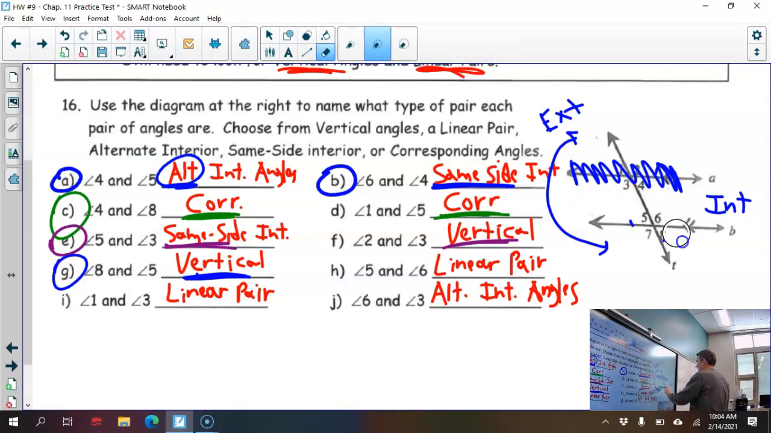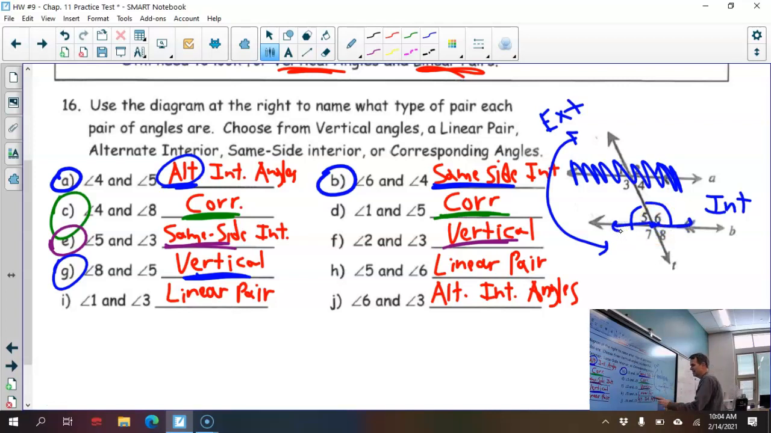That brings us to letter H, which is 5 and 6. All right, so those 2 again are not using the top line. This time, though, they're not on opposite sides. They sit next to each other. So they make a linear pair.